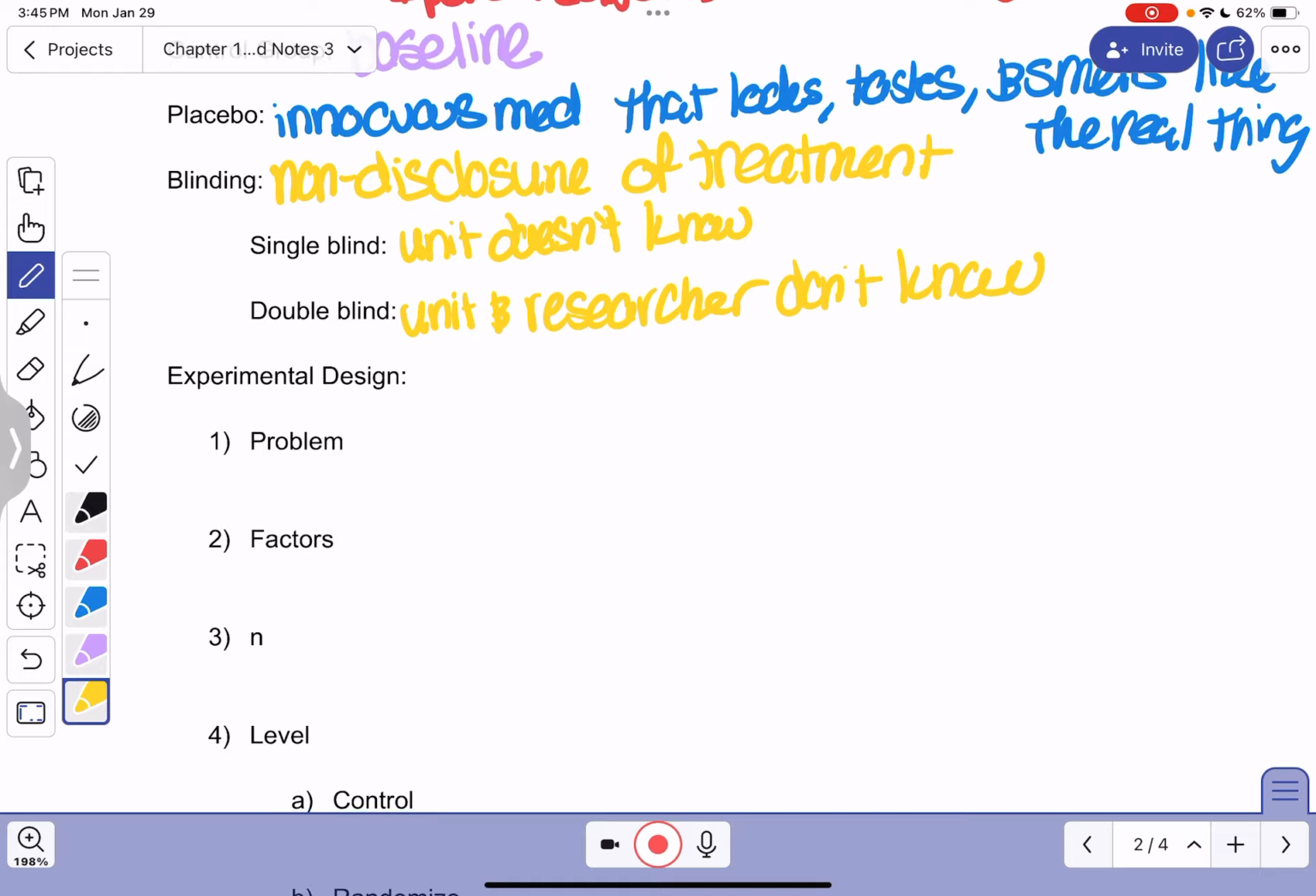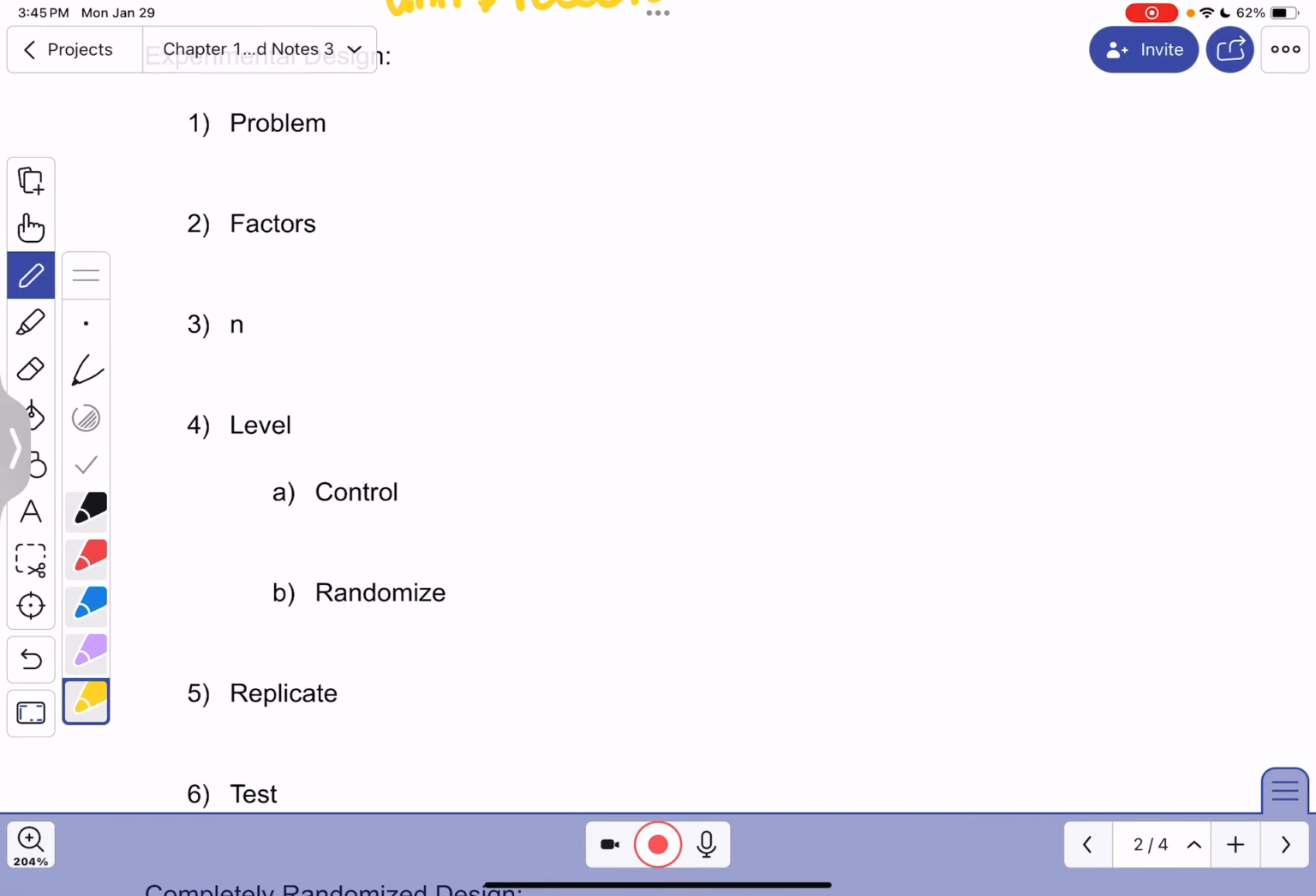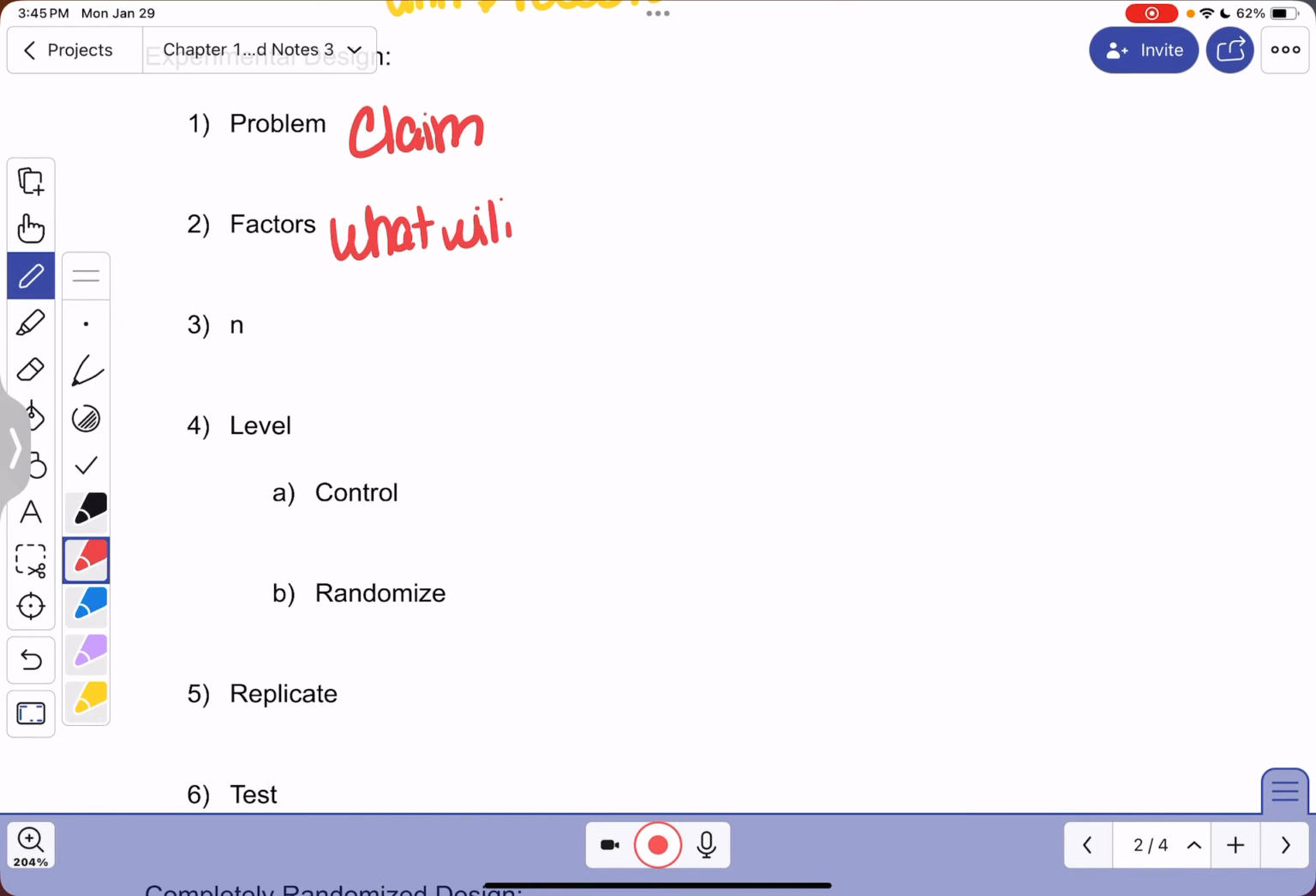So now let's talk about designing an experiment. The first thing you're going to do is decide your claim. What's the problem? What are you looking at? What do you want to fix? Then you're going to look at your factors. What will affect my outcome? Some of those you're going to be able to control. Some of those you aren't. And you have to take those into account to make sure your results are good.